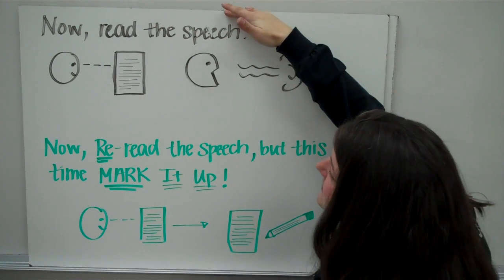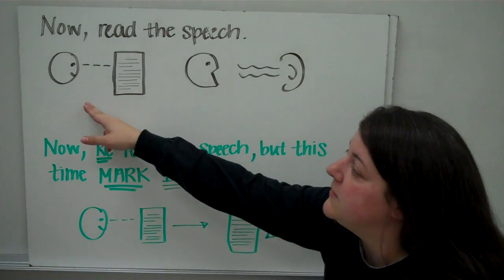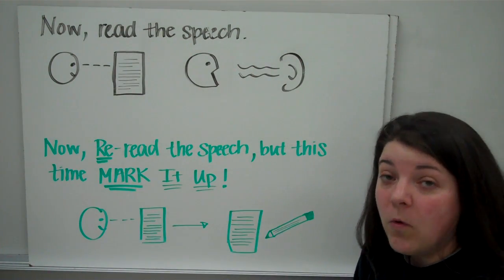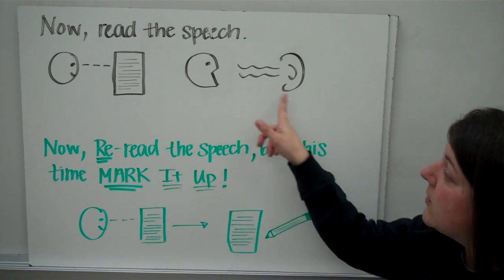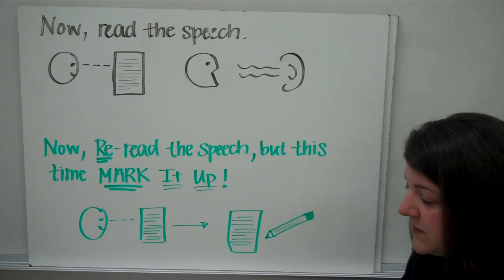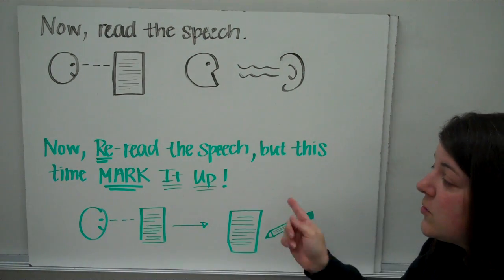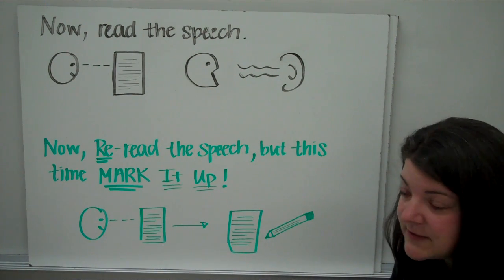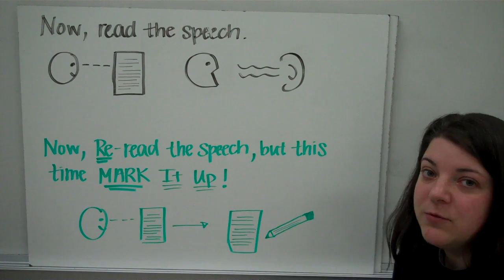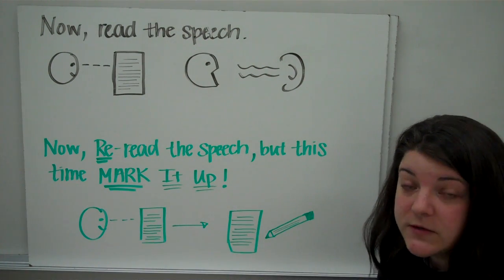Now, what you need to do is read the speech. So, here you are actually reading. Or, if it is a speech for which you can find audio, you may also want to listen to the speech. Now, after you've done that, you're going to reread the speech, but this time you're going to mark it. So you're going to actually write all over it and mark it up. And this is very important to annotating.